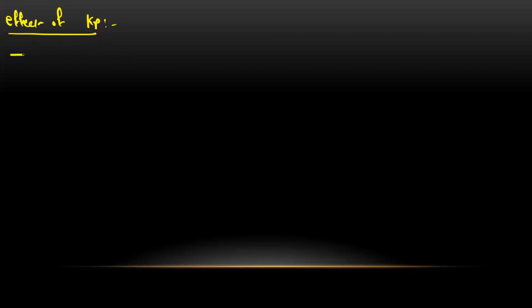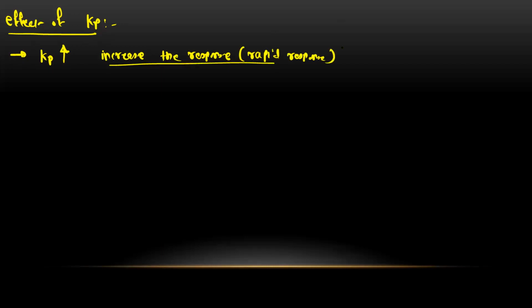If you increase the Kp value, then it will increase the response, that means it gives a rapid response. This statement is true if you are using Kp. If you are using the proportional controller as 1 upon Kp, then if you increase the Kp value, it will decrease the response. That means it will give a slow response.